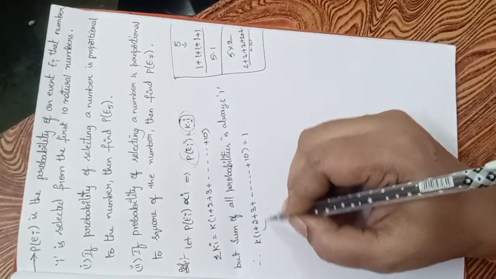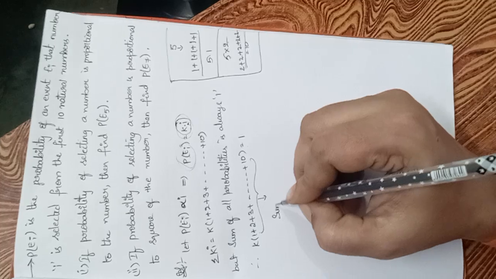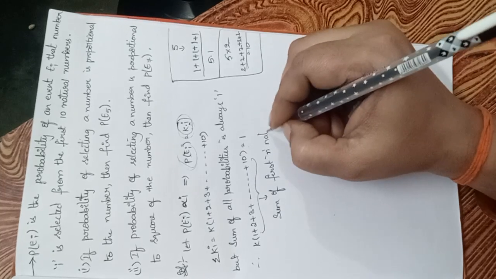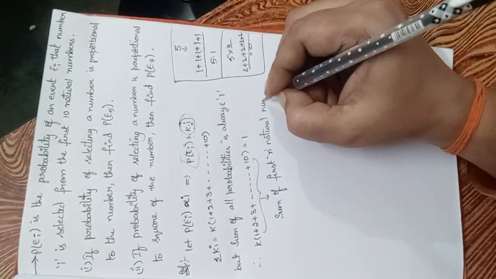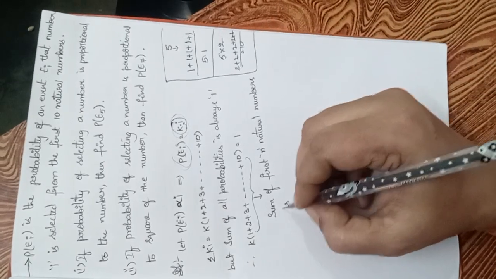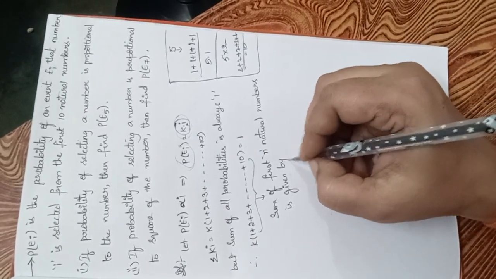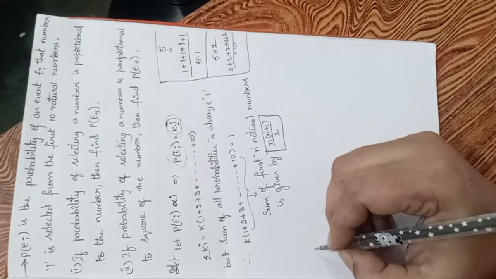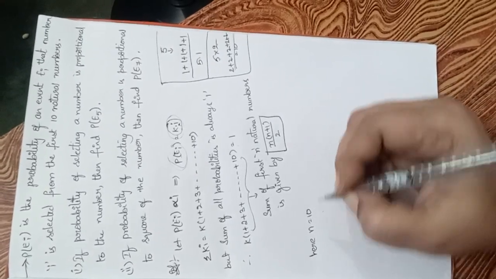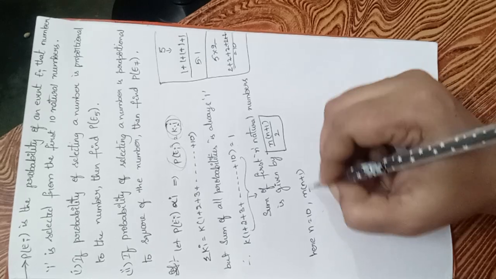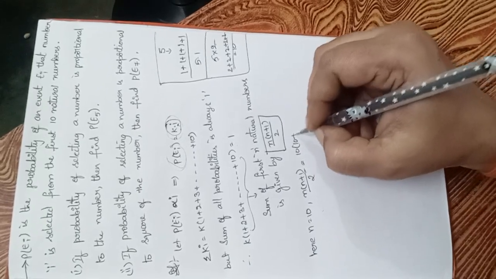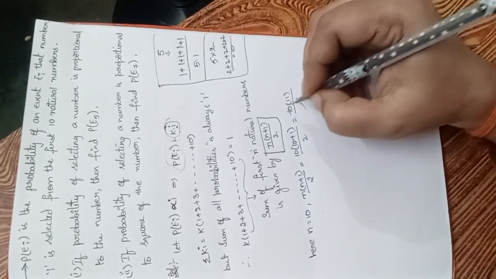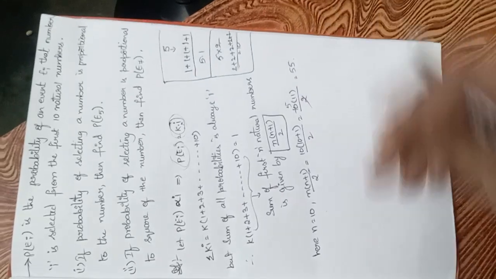So this is the sum of the first n natural numbers, which is given by the formula n into n plus 1 by 2. Here n equals 10. So n into n plus 1 by 2 equals 10 into 10 plus 1 by 2, which is equal to 10 into 11 by 2. 2 into 10, 5 times. So what we got? 55, right?